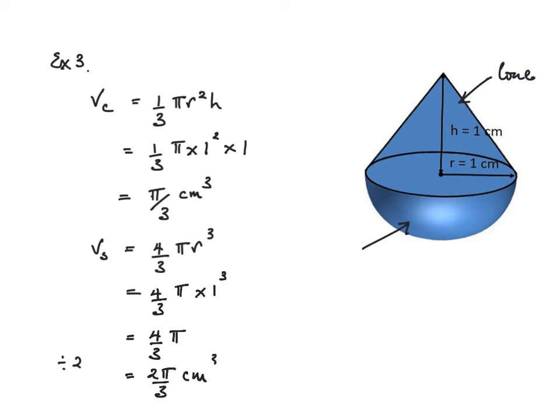centimetres cubed. So the total volume then, Vt, we're going to add the volume of the cone, so it's pi by 3, and the volume of the hemisphere, 2 pi by 3. Now, 2/3 of something plus 1/3 of something gives me 1 full, 1 whole. So it's pi, 3.14 centimetres cubed.